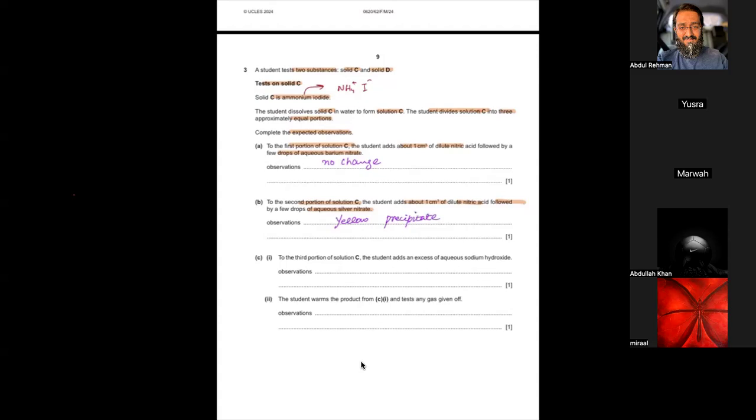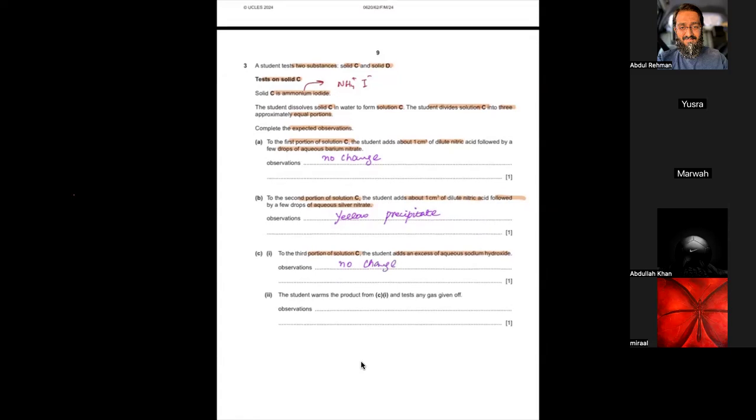Now, next part. To the third portion of solution C, the student adds an excess of aqueous sodium hydroxide. Observation: with sodium hydroxide, no change, because see, they have mentioned that ammonia is produced on warming, right? So again, you are going to write no change.